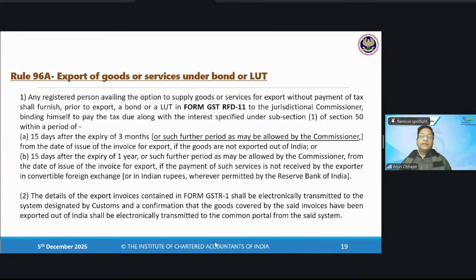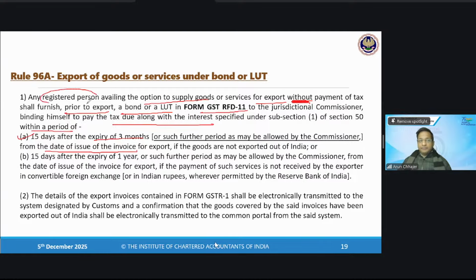Now we are talking about Rule 96A that talks about export of the goods or service under bond or letter of undertaking. Any registered person availing the option to supply the goods for export without payment of tax shall, prior to export, furnish a bond or letter of undertaking in RFD 11 to the jurisdictional commissioner, binding himself to pay the tax along with interest as specified in section 50 subsection 1 within a period of 15 days after the expiry of 3 months from the date of issue of the invoice for export, if the goods are not exported out of India.